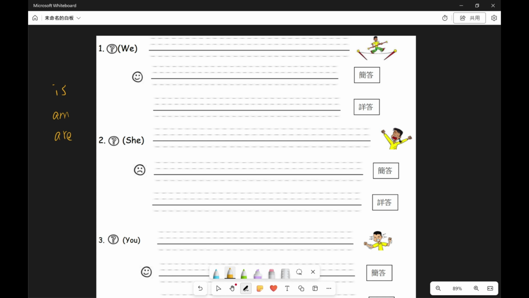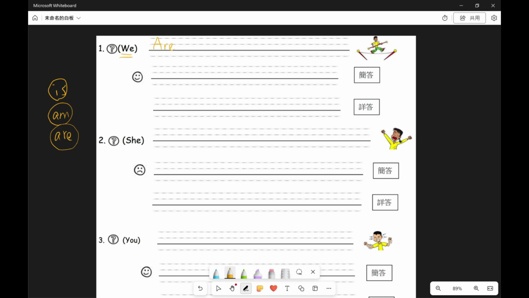Alright, so let's talk about this. We know that if you want to form a question, you need to make sure that the be verb, either is, am, or are, is the first word of the question. So take a look at number 1. Number 1 starts with we, right? So the be verb to be used with we is are. So the first word is are.